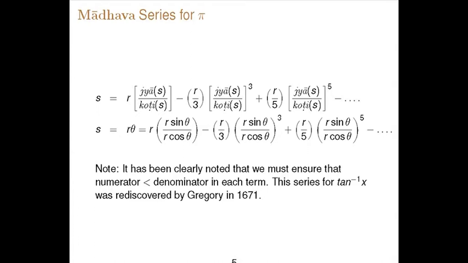So the jya has been converted to a chapa. You know the jya, from the jya you know the koti. So the ratio you take, and this series will give you the chapa or dhanu associated with the given jya. So this is the Gregory series. This is the other result of Madhava.